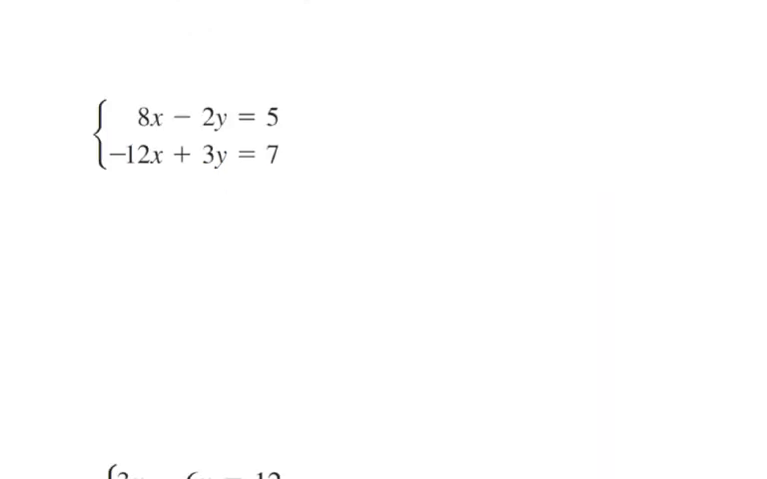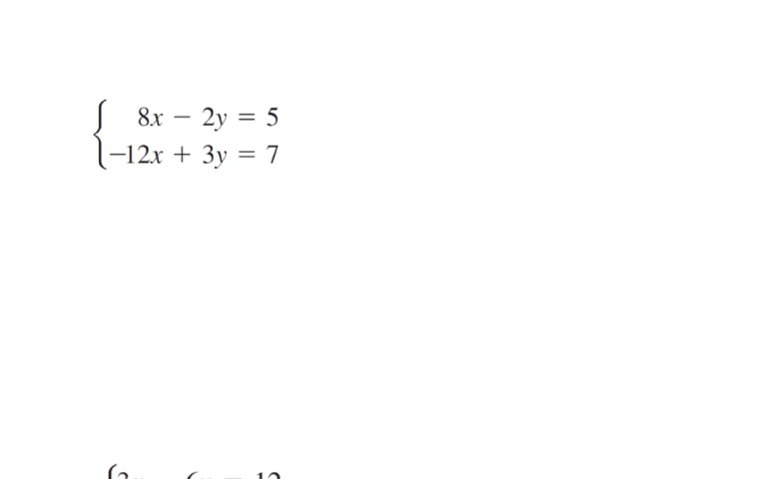In this example, we have 8x minus 2y equals 5 and negative 12x plus 3y equals 7. This one's a little bit harder because there's no clear, direct choice to make right away. If I'm going to use substitution, I'm still going to have fractional numbers, so I may try elimination, but there's nothing I can directly multiply one by to get the other equation.